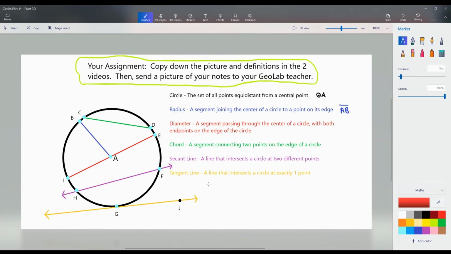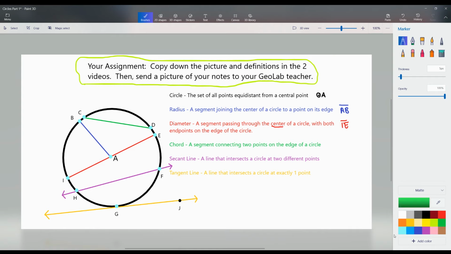Third vocab word is also a review. It is a diameter, and you guys know if you double your radius, you get your diameter. A diameter has to go through the center of your circle. So it passes through A, and it connects two edges of the circle. So this segment right here in red is a diameter. I could call it segment IE or EI if I wanted to. Those three are just review.